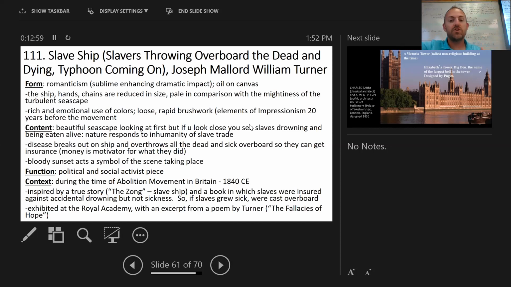That's what you see at first, but when you look close, you see those slaves drowning and being eaten alive by the fish. And so this is nature responding to the inhumanity of the slave trade. You know, this is nature taking its course. Nature can be brutal, right? Much like human beings can as well, right? So yeah, that's what's going on.